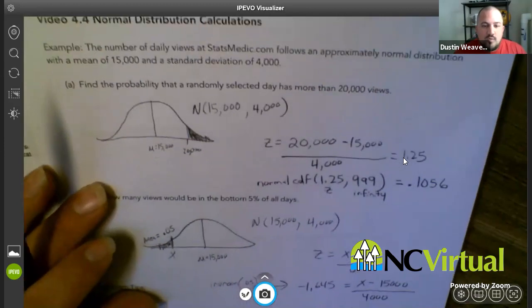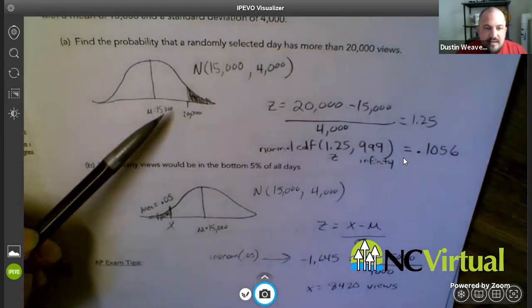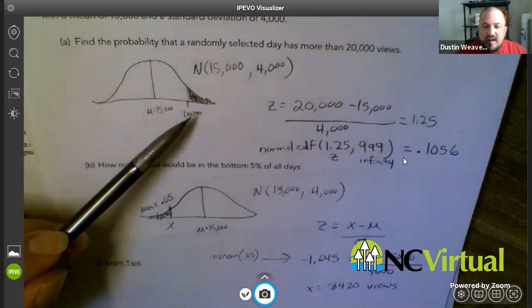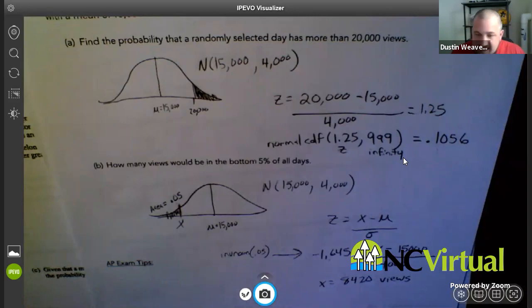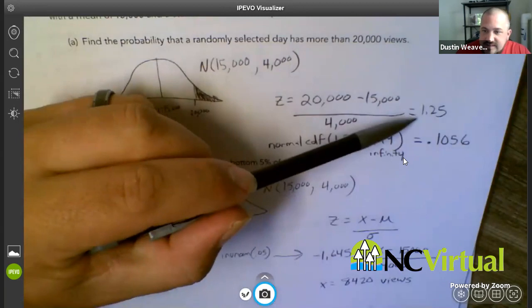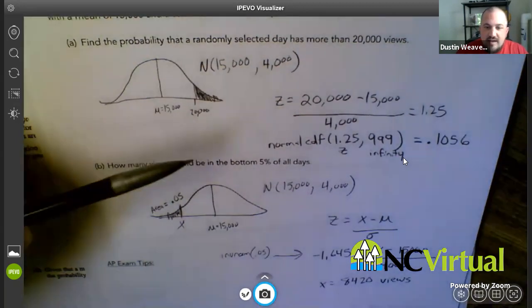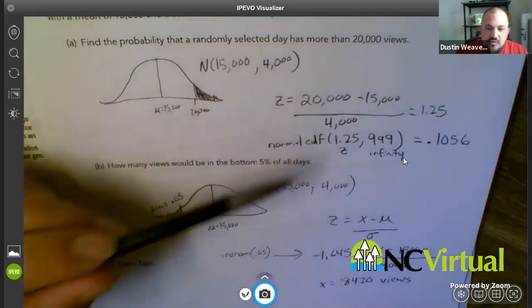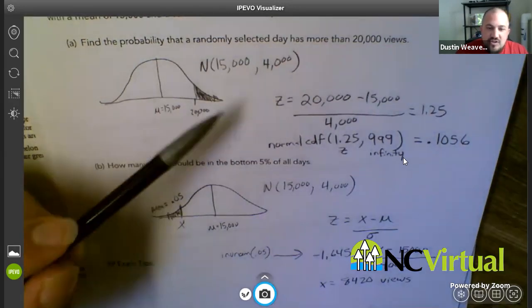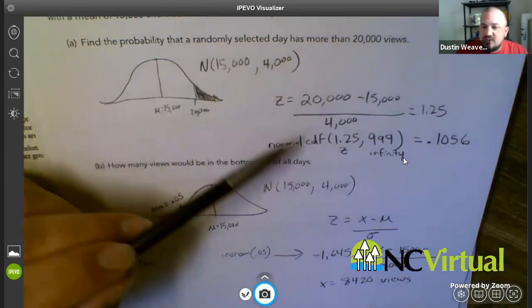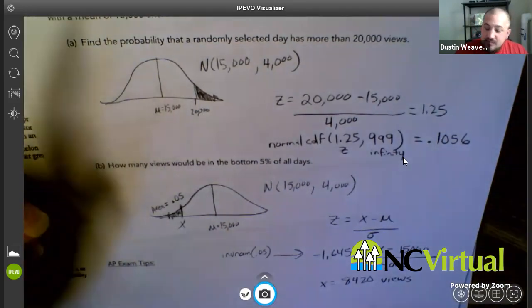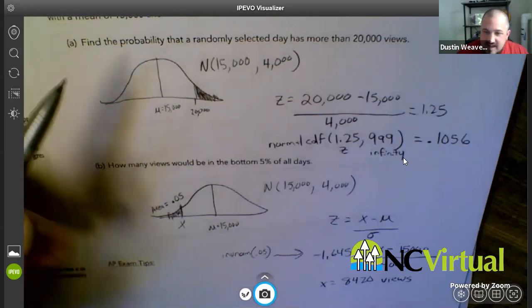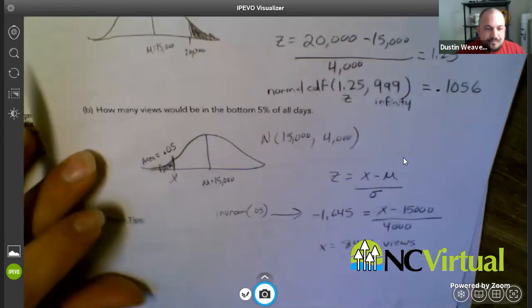In 4.4, normal distribution, you have a mean and an X value here. You have to find your Z-score. Remember, for Z-score, it is X minus the mean divided by the standard deviation. That gives you a Z-score of 1.25. Then normal CDF would give you the area. This said more than, so we went from 1.25 to 999. If it had said less than, then we would have gone from negative 999 to 1.25.